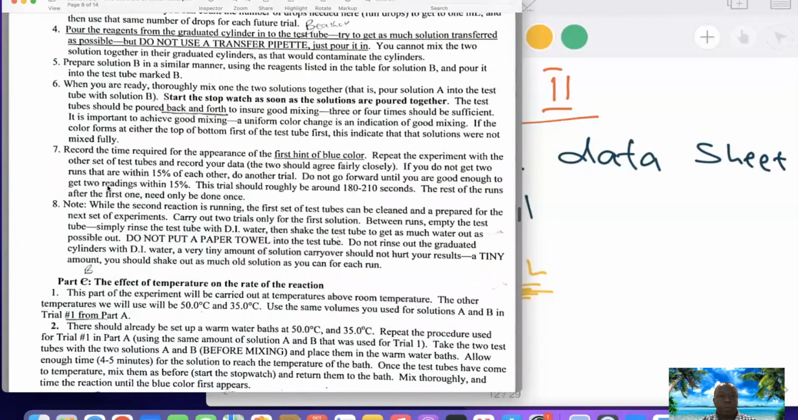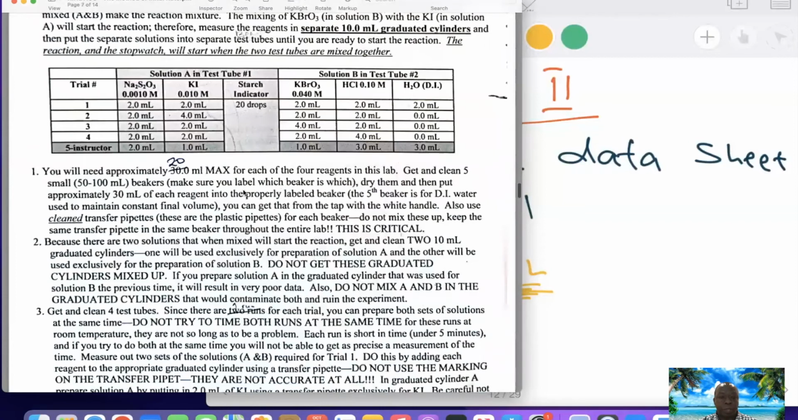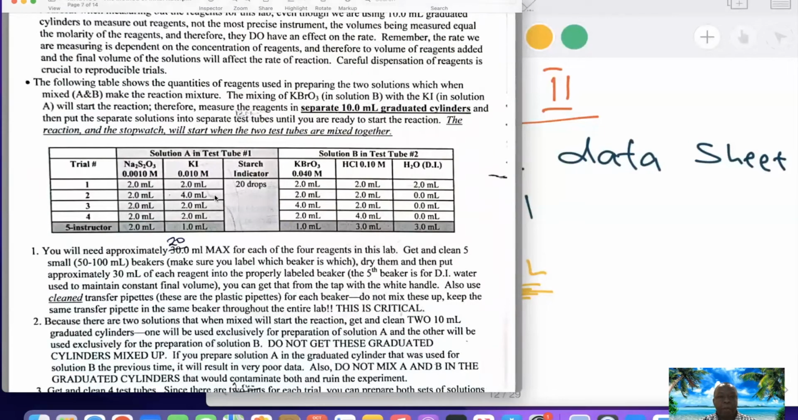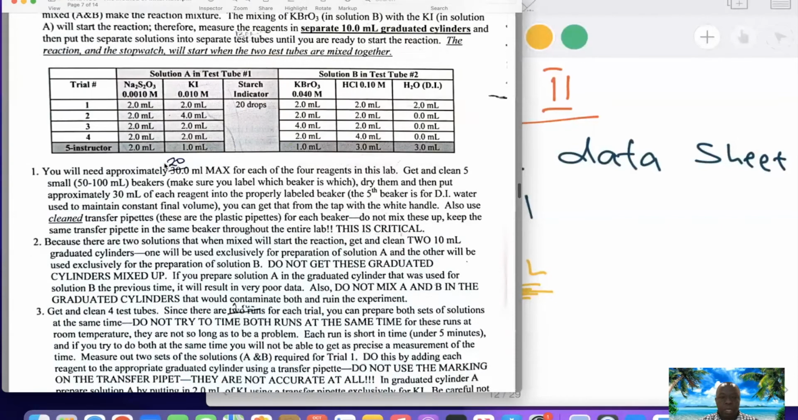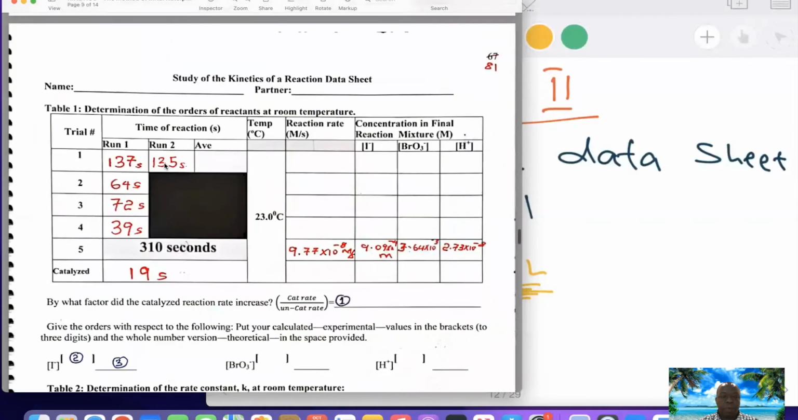The 20 drops of starch indicator will react with iodine, all right? The color change signifies that thiosulfate has been consumed, and this means you have to stop the reaction. So keep in mind the times you see here, which have been collected for you, are based on the appearance of the blue color, which signifies that thiosulfate is complete and the reaction is complete. Then you need to record the time in seconds.